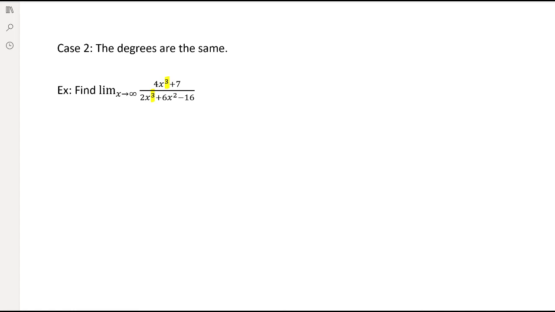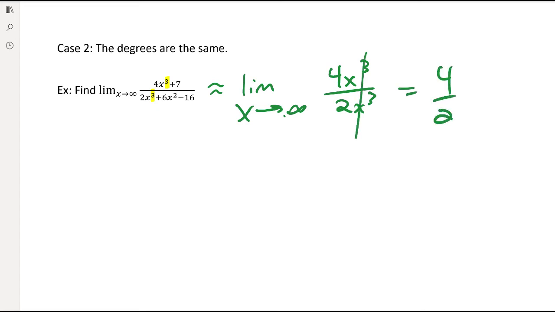In fact, what we like to say is that this limit can be approximated. As x gets really, really large, this limit basically becomes just your dominant terms. It becomes, okay, the 4x cubed over 2x cubed. Okay? And so, well, what does that reduce to? Well, 4x cubed divided by 2x cubed, but the x cubes cancel. You're left with 4 over 2, which is just 2.